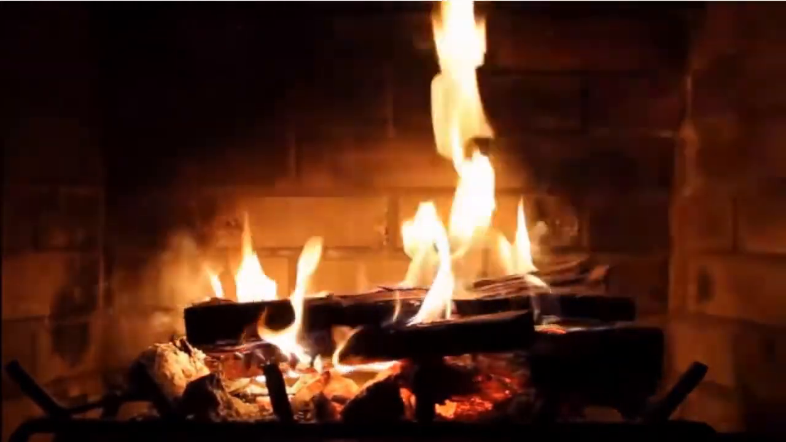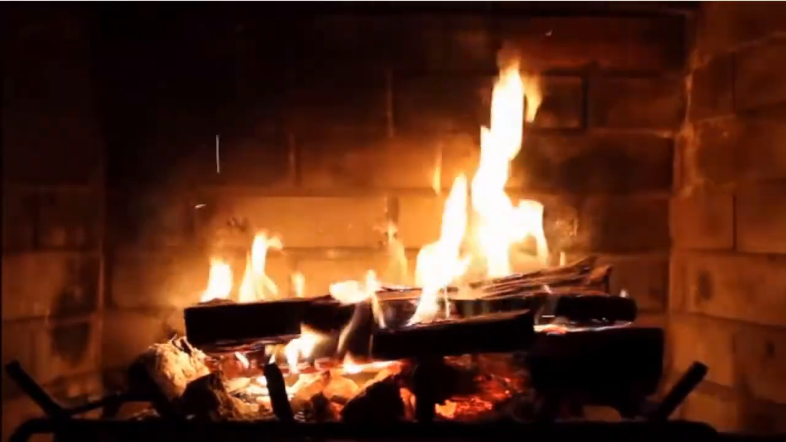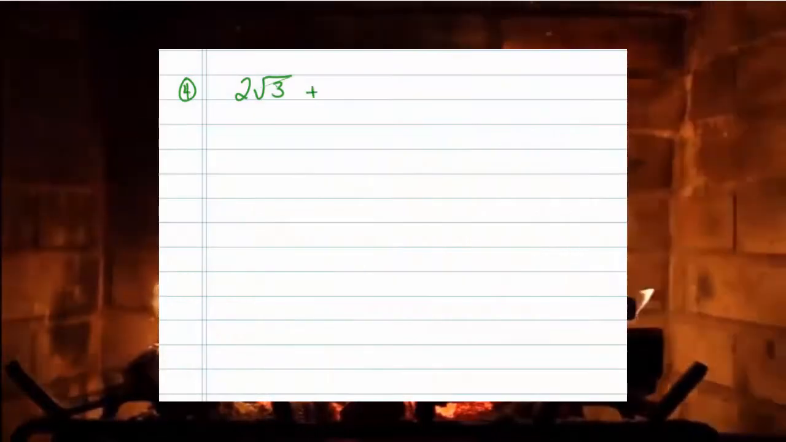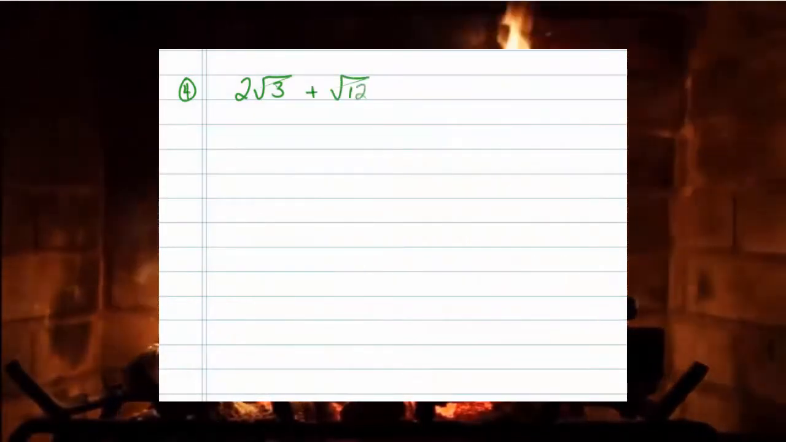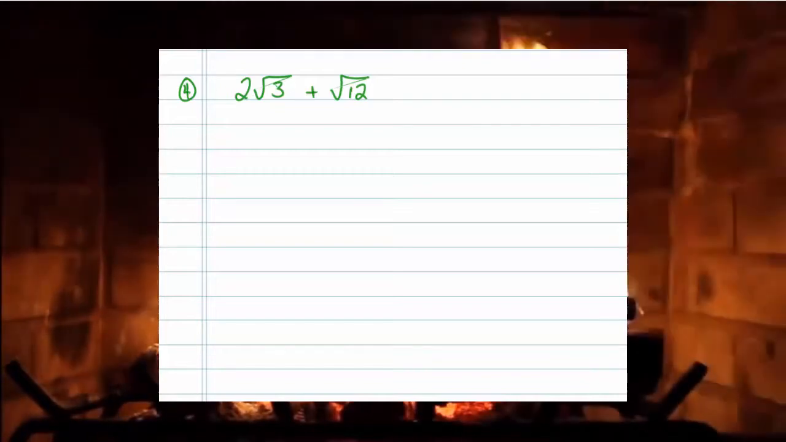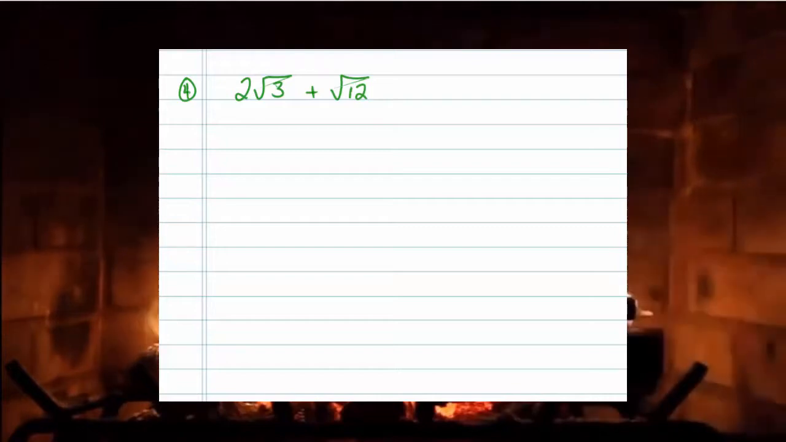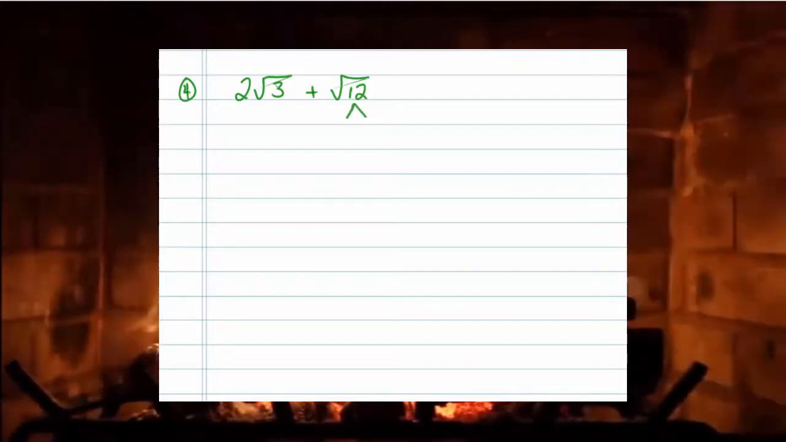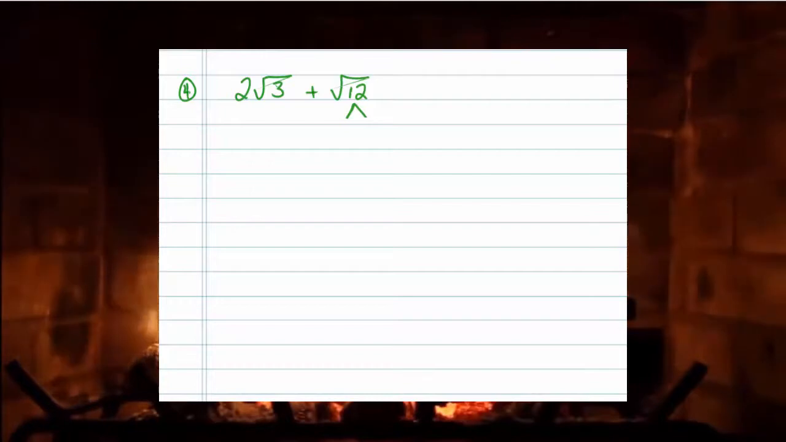Problem number 4. Problem number 4 reads 2 square root of 3 plus the square root of 12. And now we notice that we have radicals with different values inside. The first thing I'm going to need to do is simplify the square root of 12 down into factors.